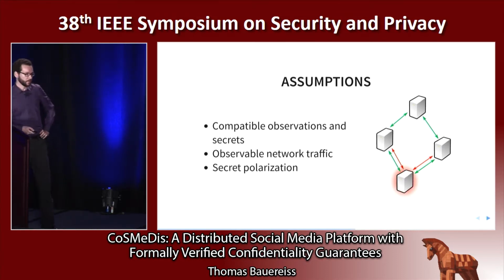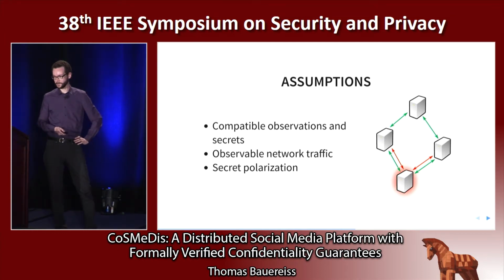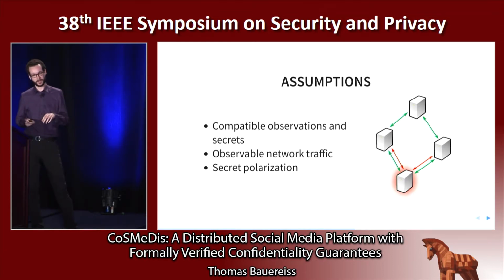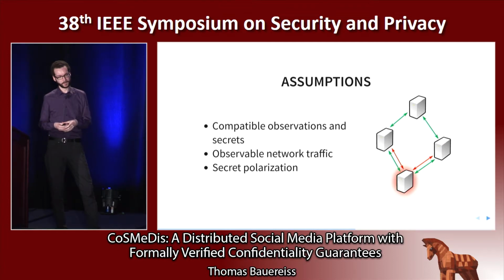And we made another simplifying assumption here that we call secret polarization, which means that any given individual item of confidential information, so for example, the content of a post, always originates in exactly one node of the network. And so this localization of the secrets helps avoid subtle problems that might occur otherwise, where the scheduling of secrets may interfere with the scheduling of observations.